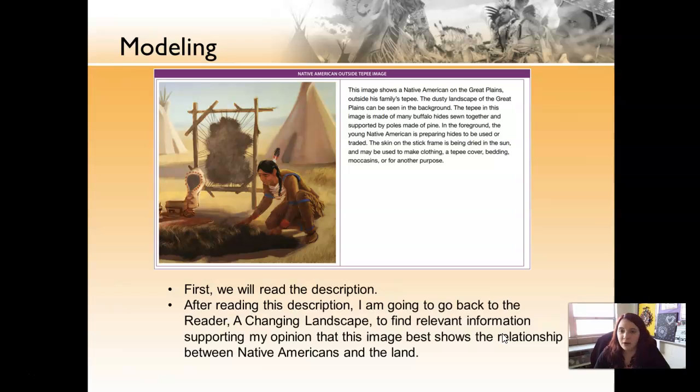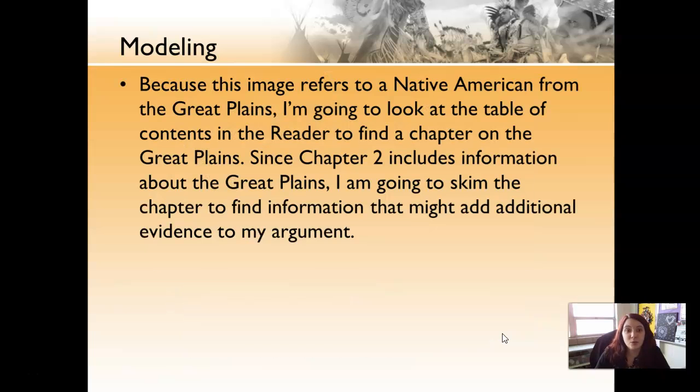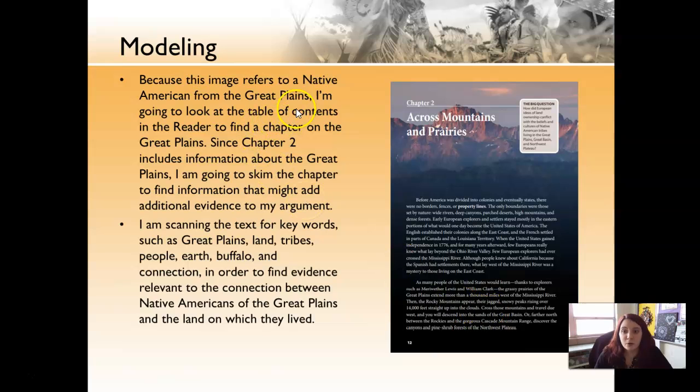So, we're going to model what you are expected to do with these images. First, we're going to read the description, which we just did. After reading this description, I'm going to go back to the reader, remember it's called The Changing Landscape, and find any information that's going to support it based on that image. Because this image refers to the Native Americans in the Great Plains, I'm going to go to the table of contents and notice that the Great Plains is spoken about in Chapter 2. I'm going to scan the chapter for any keywords about the Great Plains, land, the buffalo, anything to support my argument with evidence about Native Americans and the Great Plains. So I'm going to reread this chapter to help me with that.